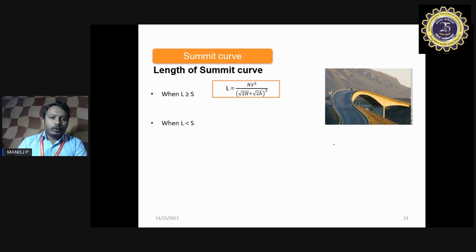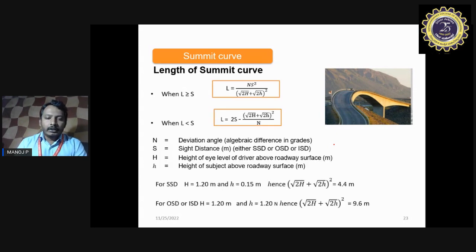Look, as I said, there are two types of curves. One is the summit curve, the other one is a valley curve. When you have the convexity upwards, then you call it a summit curve. That means you go up and come down. There is a convexity upwards. Here there are two cases: when the length is greater than or equal to stopping sight distance, and the other one is when the length is less than stopping sight distance.